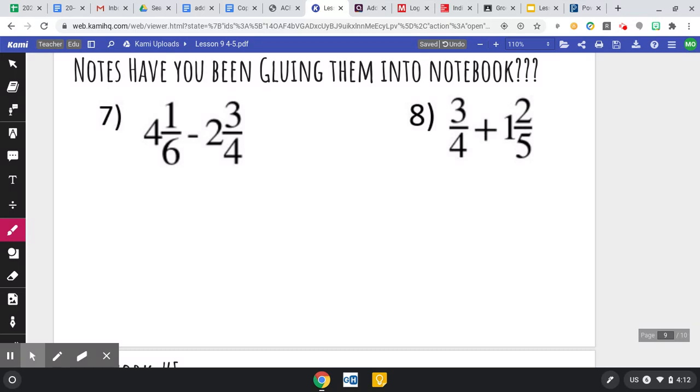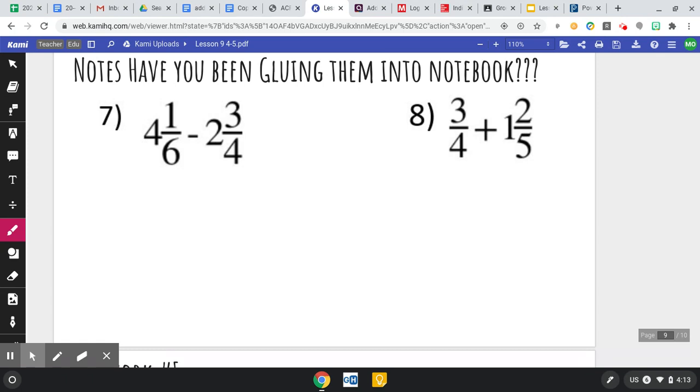Okay, I've noticed lately not a lot of kids are gluing their notes into their notebooks because either they're not bringing their notebooks in to class. So if you have notes, please make sure you're gluing them into your notebooks. Okay, so when we get to trying to study for our unit test, you have those notes.